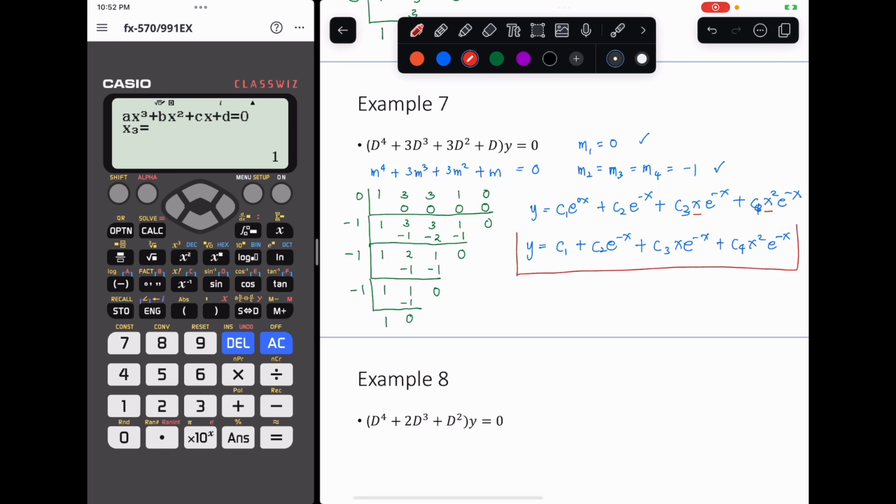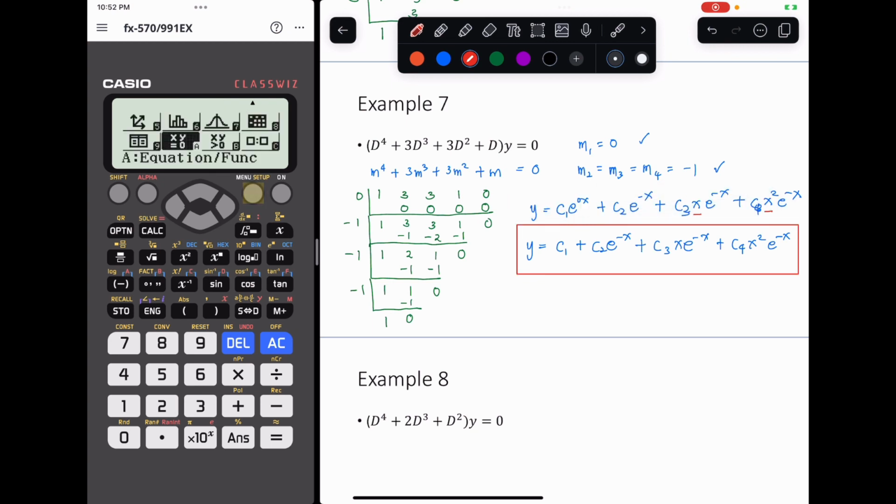This is our final answer. By the way, I haven't checked whether this is correct or not. The good thing is for this calculator, it could go up to the 4th degree. Okay, so I could select 4.